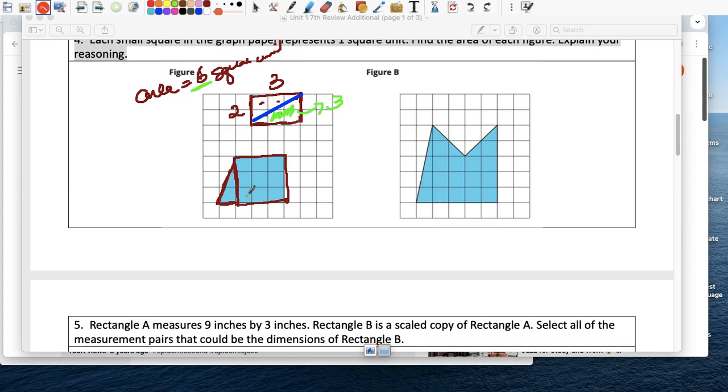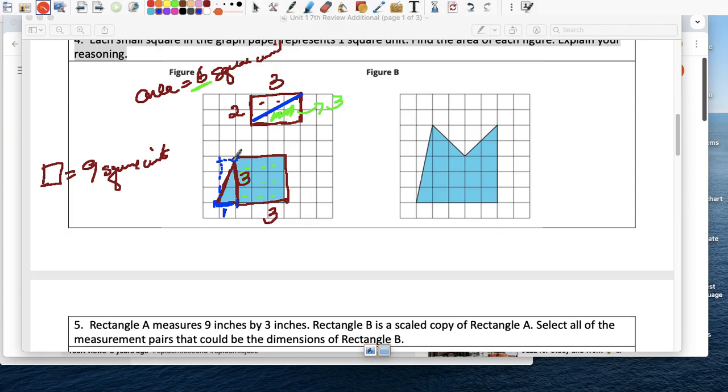So here, the square has 1, 2, 3, 4, 5, 6, 7, 8, 9. Because this side measures 3, you could have just multiplied 3 by 3. It's a square, so the area of the square is 9 square units. What about the triangle? Take that triangle. What if it was a rectangle? I'll put a dot here. This length is 1 and the height is 3. If it was a rectangle, it would be 1 times 3, which is 3.